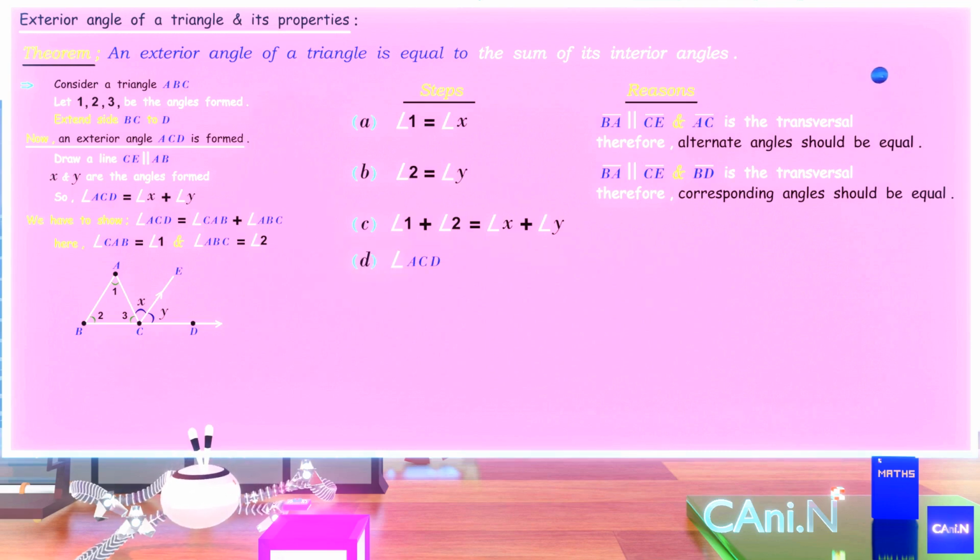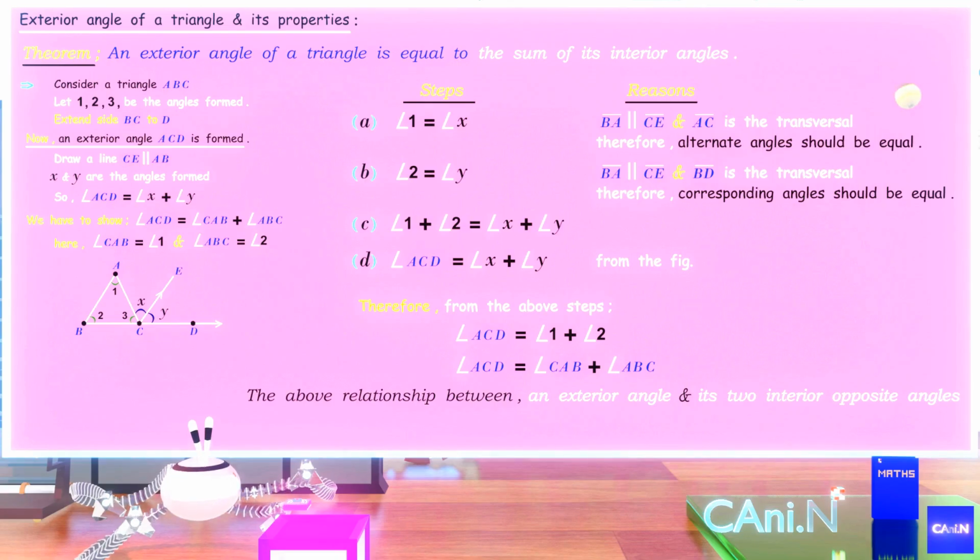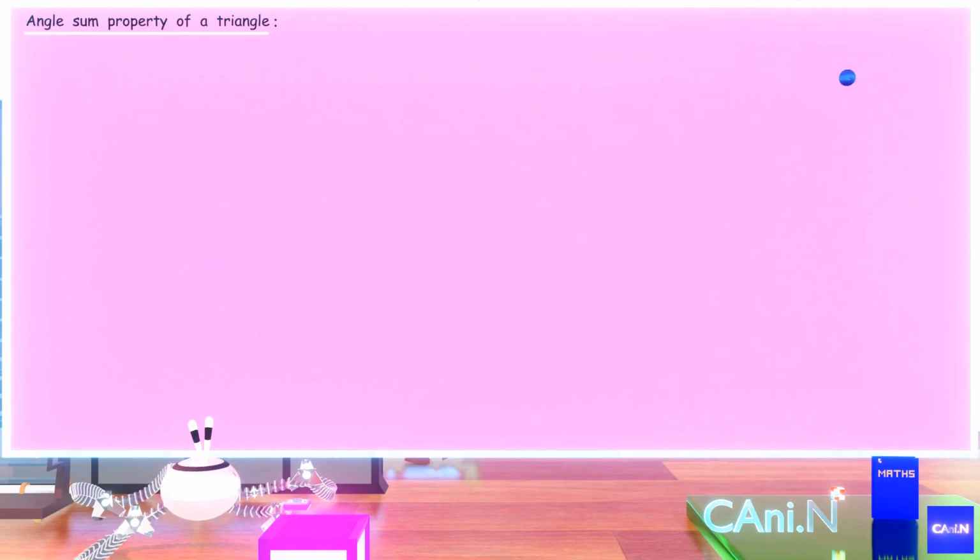Also, angle ACD equals angle X plus angle Y from the figure. Therefore, from the above steps, angle ACD equals angle 1 plus angle 2, or angle ACD equals angle CAB plus angle ABC. The above relationship between an exterior angle and its 2 interior opposite angles is referred to as the exterior angle property of a triangle.